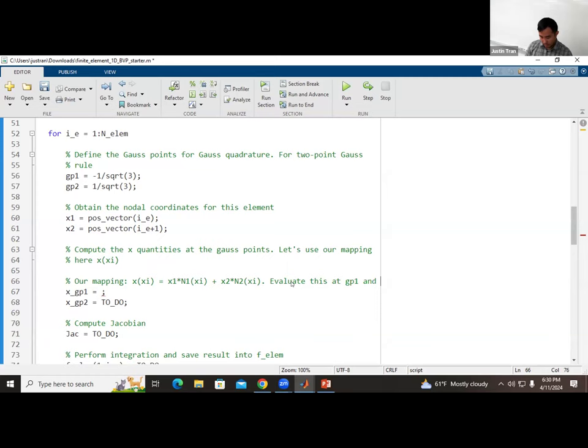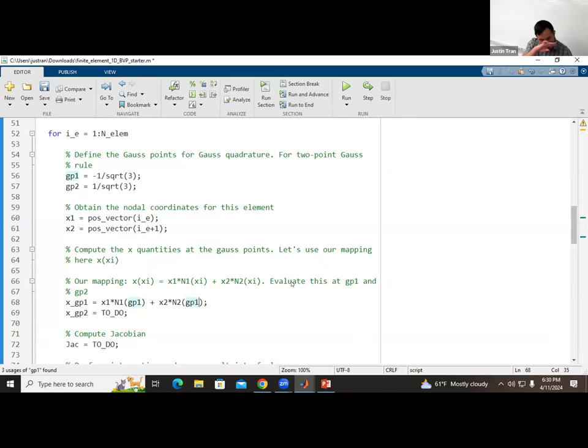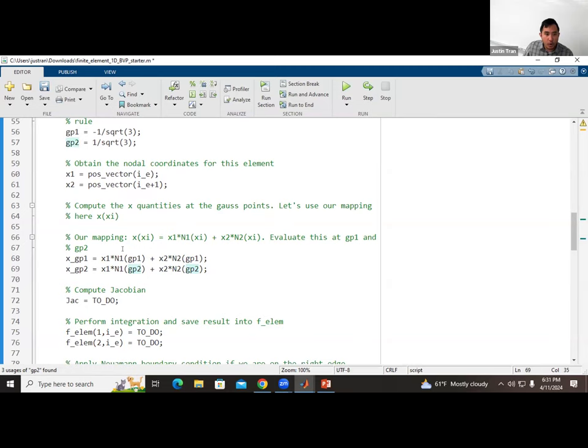Okay, so let's go and do that. So xGP1, let's plug in our mapping here. xGP1 is going to be x1 times N1 of GP1, plus x2 times N2 of GP1. Remember, this is the first Gauss point, so you're plugging in GP1 for both of these. And then for xGP2, this is going to be x1 times N1 at GP2 plus x2 times N2 at GP2. So there's a lot of ones and twos going on here, so make sure you know why we're doing each one.